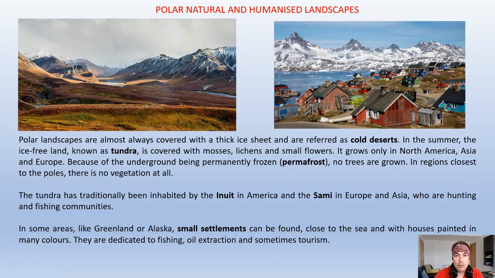So let's look at the polar, natural and humanized landscapes. The polar landscapes are almost always covered with a thick, gruesa, ice sheet and referred to as cold deserts. In summer, in the ice-free land, the land with no ice, it is known as tundra, which is this. This is an example of tundra. This is covered with mosses, musgos, lichens, líquenes, and small flowers.